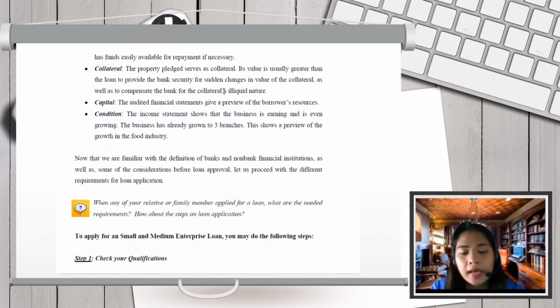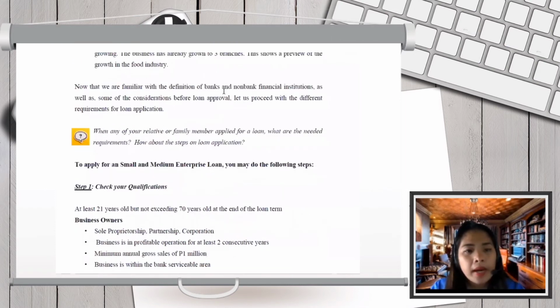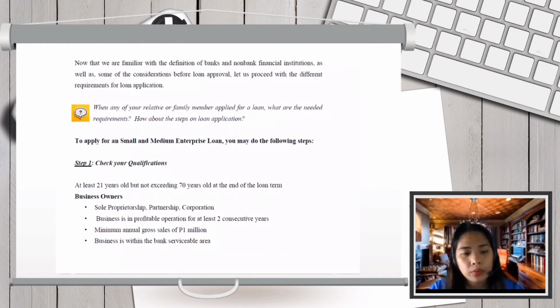So, basically, the answer is a resounding yes. Yes po, papautangin po siya. Alright, so ano-ano nga ba ang dapat malaman when you are a small, medium enterprise? Ano-ano ang gagawin nyo para makapag-loan kayo?